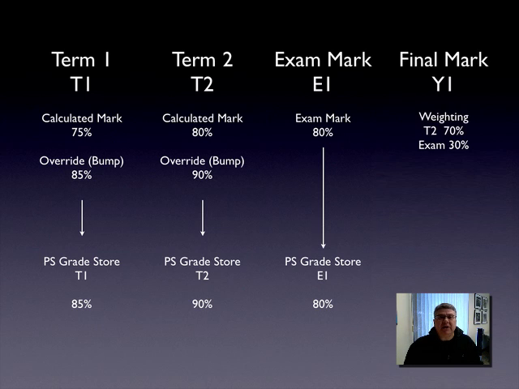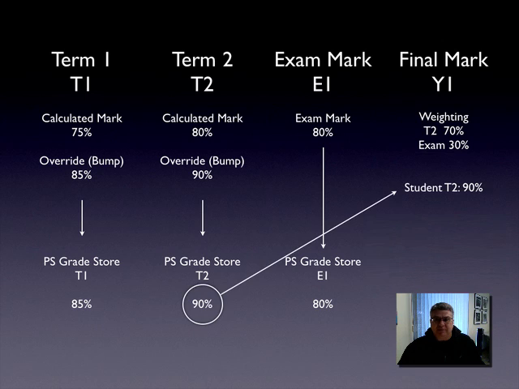Now, when we go to calculate the final mark for this course, the mark is weighted term 2, so all the classwork, September to January, is worth 70%, and the exam is weighted at 30%. So when we calculate the mark, we want to make sure that we bring forward the 90% from term 2, not the calculated mark of 80%. We want to bring the 90% forward. We want to bring the 80% for the exam forward.